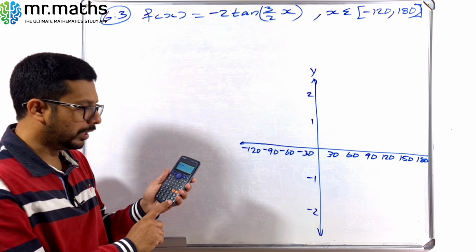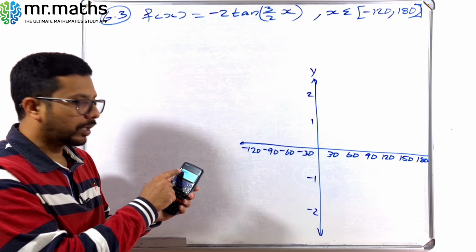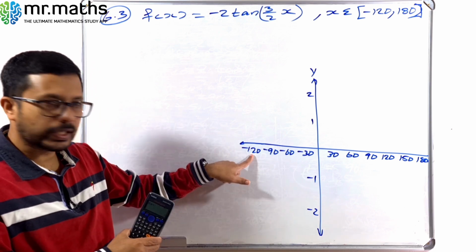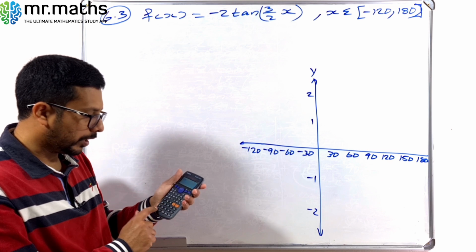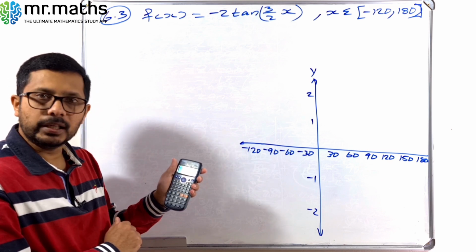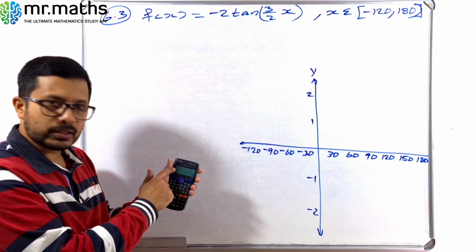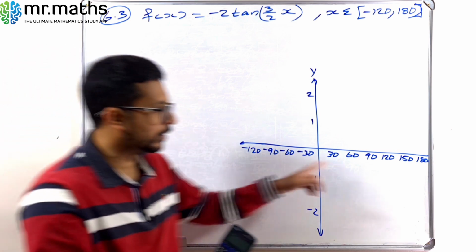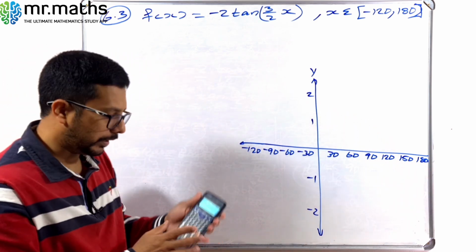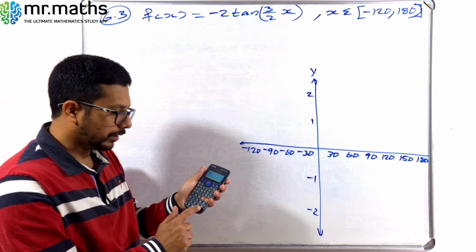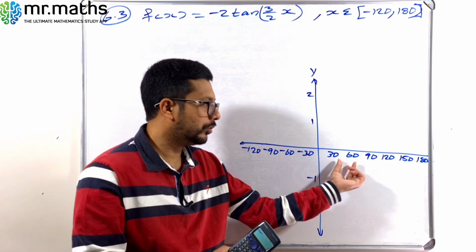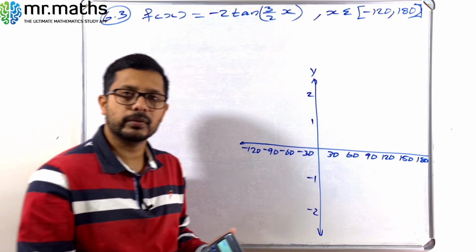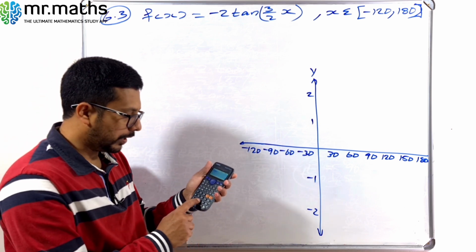So press equal again. Start means from which x value: minus 120. I am going to type minus 120, again equal. What is the next question? End means the last number, 180. Type 180, equal. Step means what interval you want. Here we took the interval as 30, so step is 30.